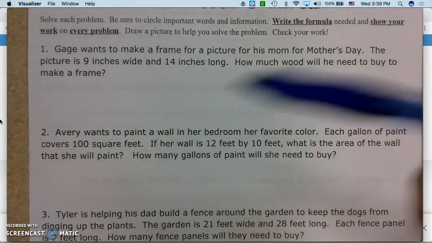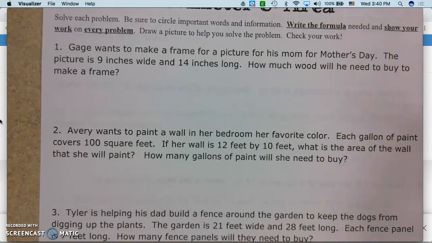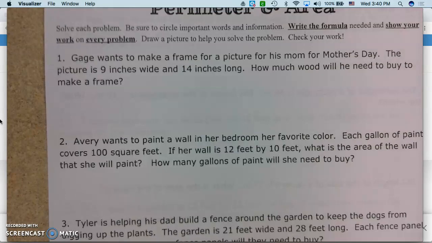All right, number 1, Gage wants to make a frame for a picture for his mom for Mother's Day. The picture is 9 inches wide and 14 inches long. How much wood will he need to buy to make a frame? So think about a frame.